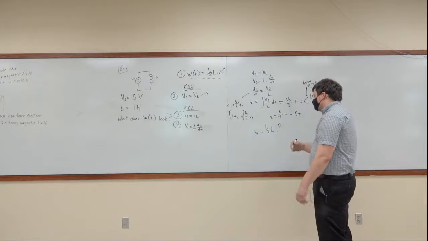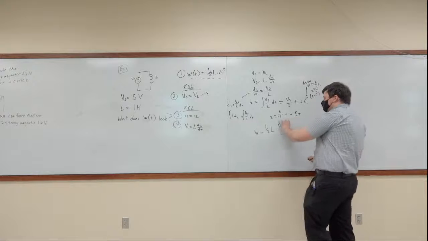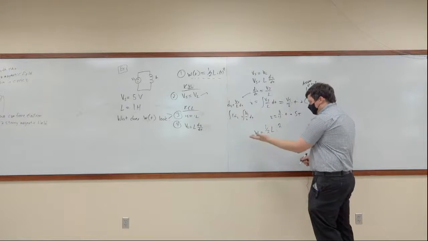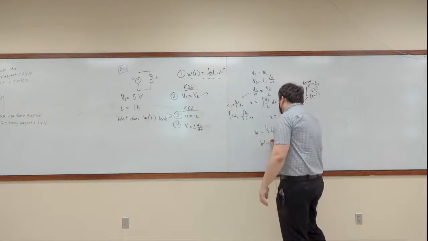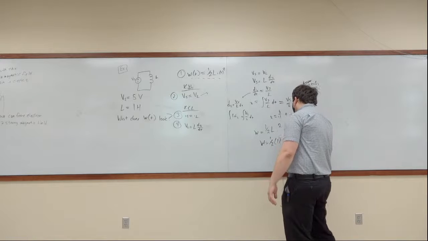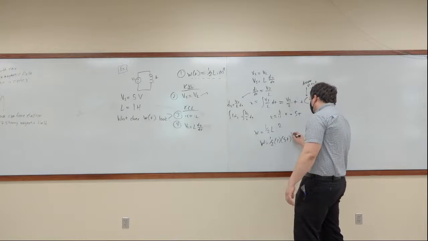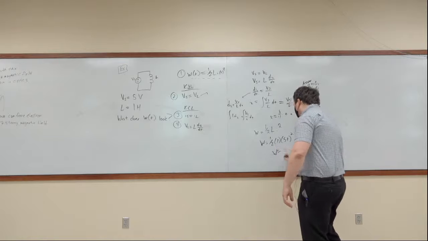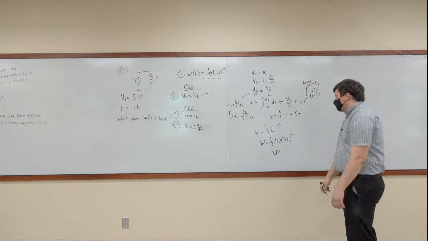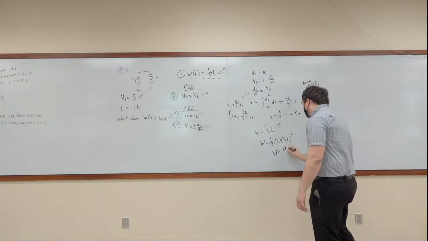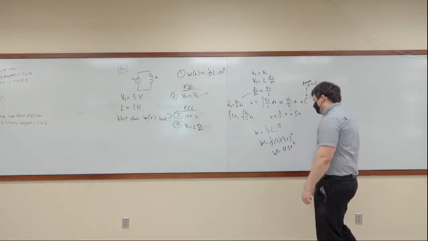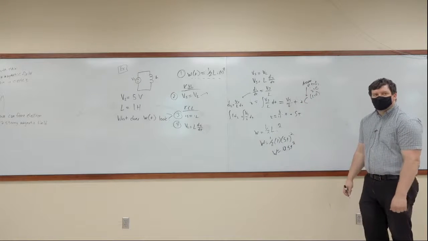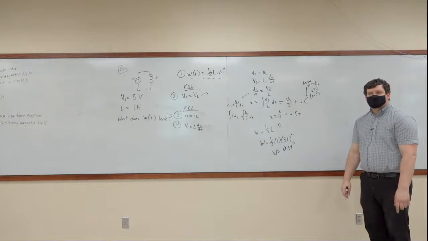So the equation that we end up with is, because this is a function of time, we can make this be a function of time as well. W is equal to 1/2 times 1 times 5t squared, which means that W is equal to 12.5 t squared. Anybody see what the problem is with this?